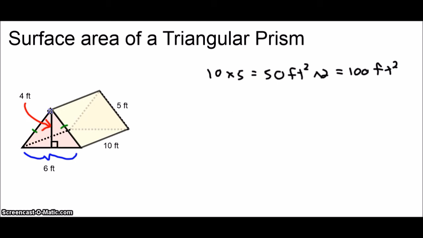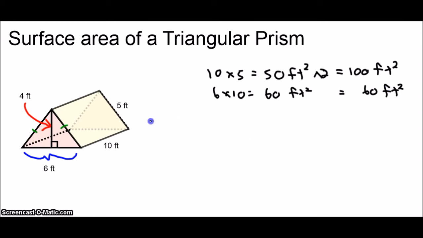So we've taken care of 2 of the rectangles. We need to deal with this bottom rectangle. The bottom rectangle is 6 feet by 10 feet. 6 times 10 gives us 60 square feet. And we're not going to double that one this time because there's no other rectangle like it. Just transfer that measurement down here to make it easier for me to add later on.